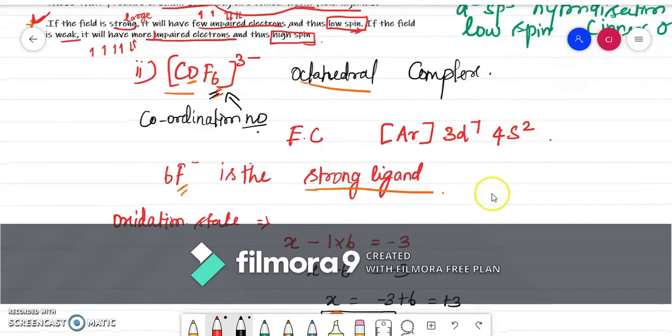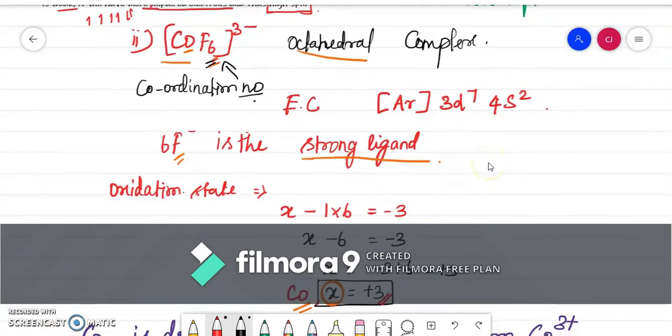So what about the next ligand, that is F6 coordinated with cobalt, that is CoF6 3 minus. This complex also has an octahedral geometry. The coordination number is 6 here. So F minus is a strong ligand. As you look into the spectrochemical series I mentioned earlier, if you see the series, you can know it is a strong ligand.